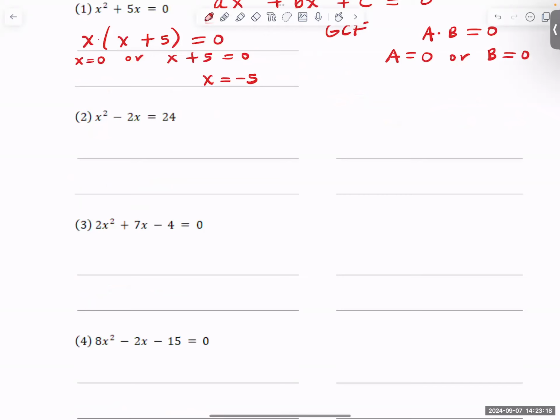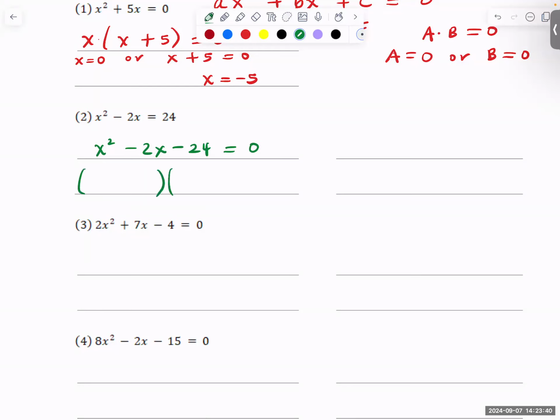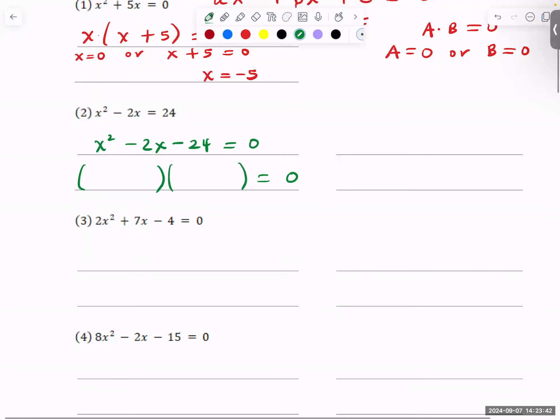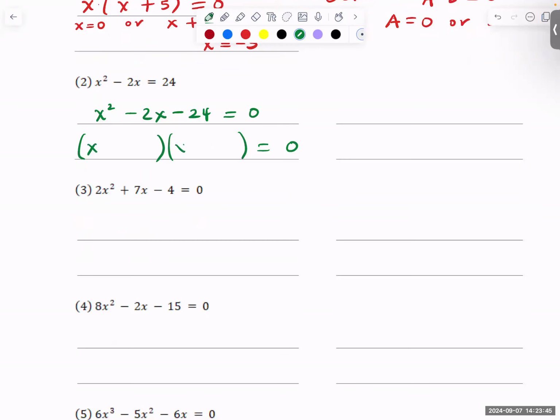Number 2 is not set equal to 0, so that's going to be the first step. Subtracting 24, having decreasing degree order, and set to 0. The greatest common factor is 1, and it is a second degree trinomial, so we try to factor it as a product of two binomials. First term x. And now we want to think of pairs of integer factors of 24, like 1 and 24, 2 and 12, 3 times 8, 4 and 6.